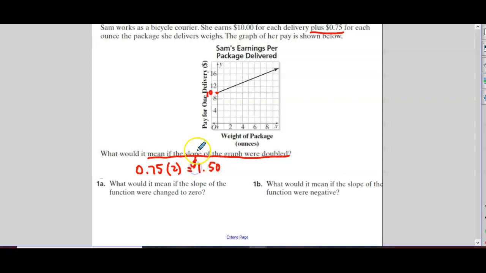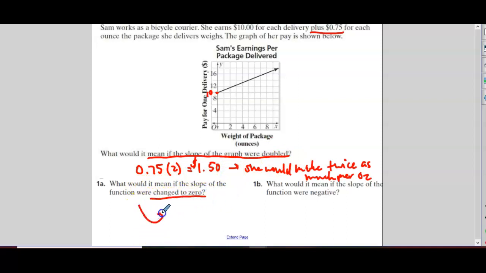So what does that mean in this case? If it were doubled, she would make twice as much per ounce, is what's happening there, right? Making twice as much per ounce, which would definitely help. You're going to get twice as much per ounce for that weight, and so that would be something that's really good.